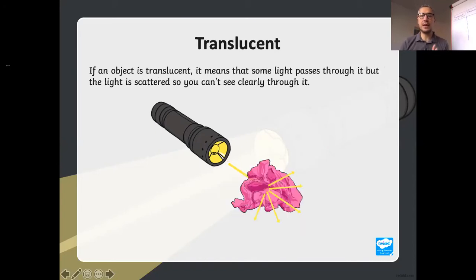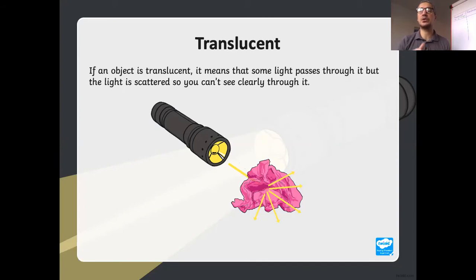Then we've got translucent. So if an object is translucent, it means some light passes through it, but the light that goes through it is scattered away, like this picture on here. You can see the light's traveling in a straight line, and then it hits the object, and then the light gets scattered a bit. And what that means is that you can't really see the object clearly. It doesn't mean you can't see through it, it just means that you can't see it perfectly through it.